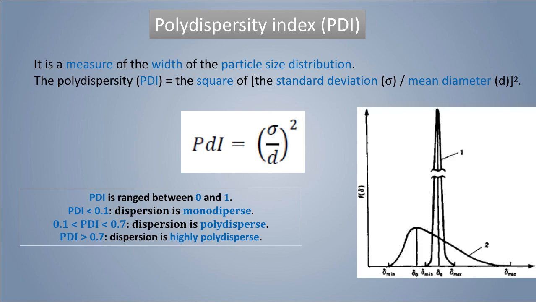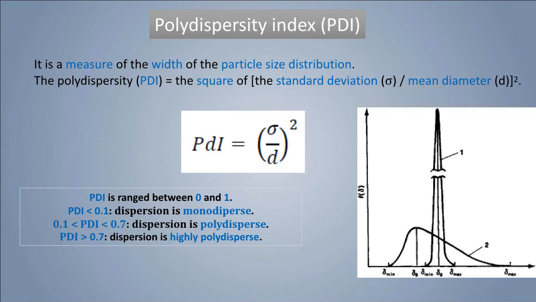Of course, the smaller the better. If it is 0.2, it is better than 0.3, better than 0.4, and so on. And it can be calculated by a simple equation, just by dividing the standard deviation of the size over the mean diameter size, all squared, and that is how we can calculate the PDI.